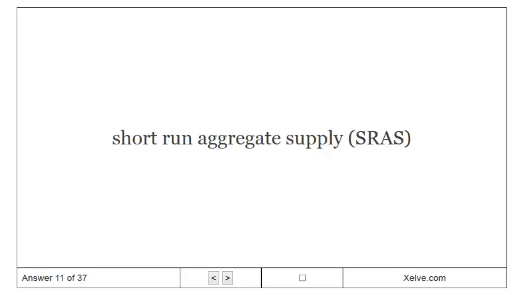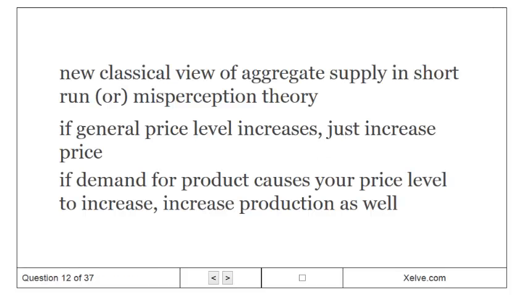Short-run aggregate supply. The new classical view of aggregate supply in the short run is the misperception theory of the general price level. If demand for a product causes your price level to increase, you just increase price, and production as well.